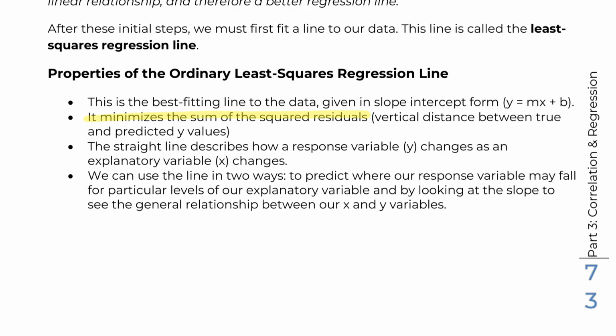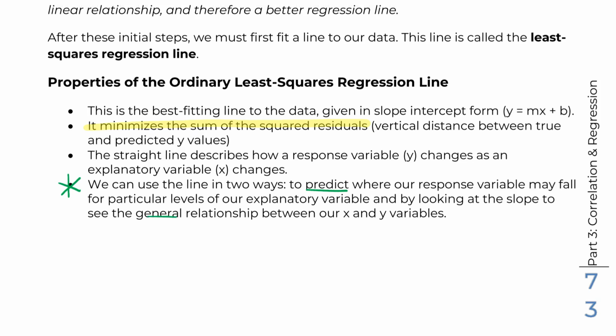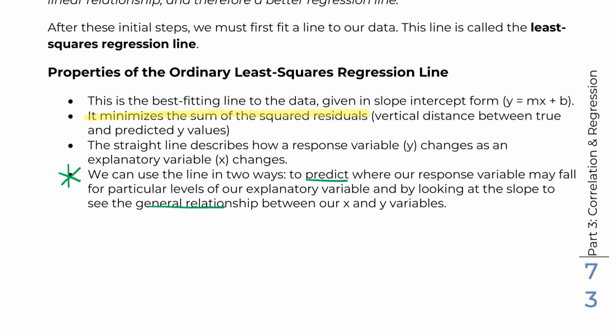So the last piece is what we're going to be doing with the line on the next page. This is sort of what you're going to have to do on the test. We are going to either predict our response variable, or we're going to look at the general relationship by looking at our slope. One's on the next page, one's on the page after, but that's what our next two videos are going to be about: breaking down what we can do with this line once we have it.